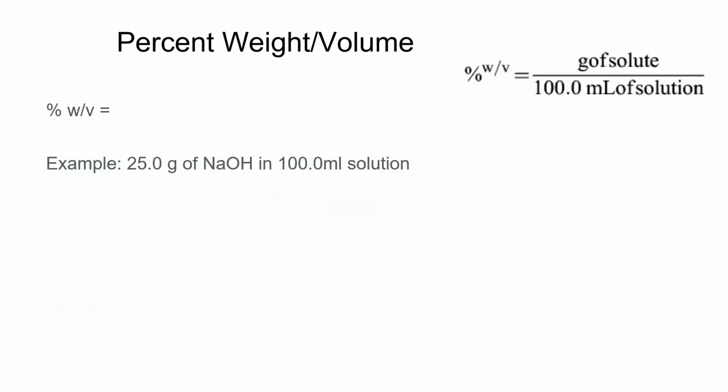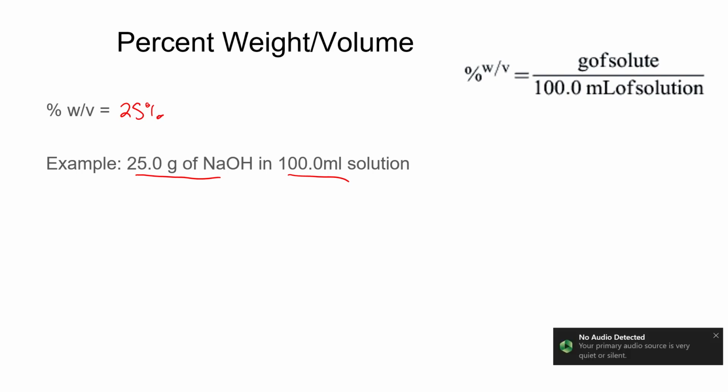Percent weight to volume. Now we have the equation: percent weight to volume is grams of solute over 100 mils of solution. As an example, 25 grams in 100 mils of solution would be a 25% weight to volume solution, because that would be 25 grams over the 100 mils of solution.